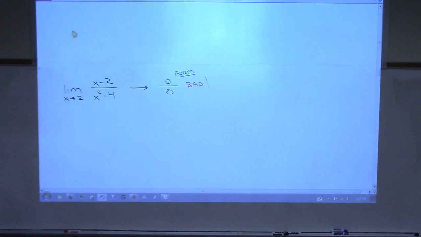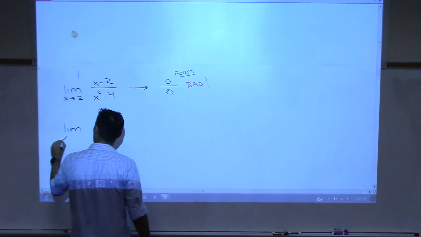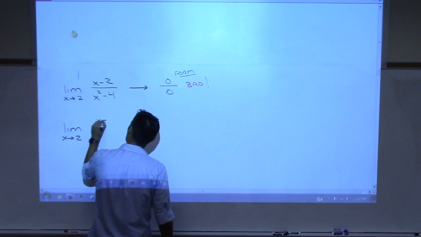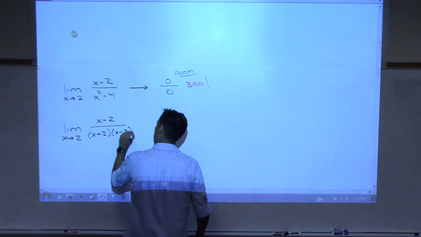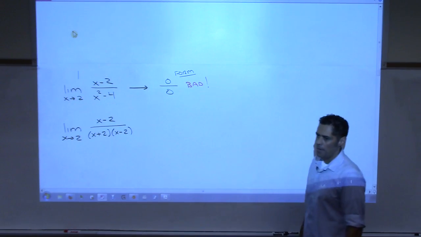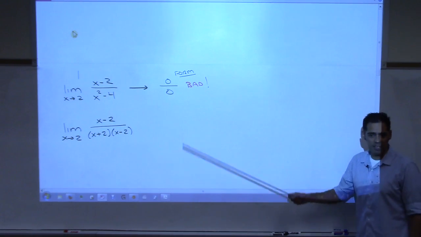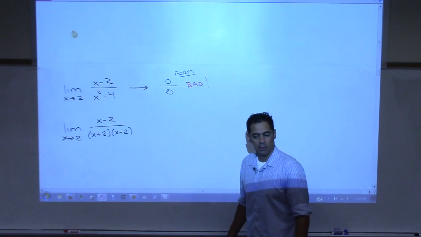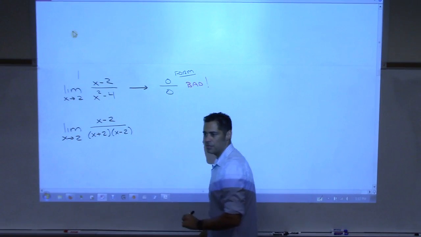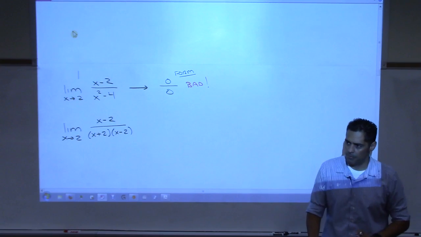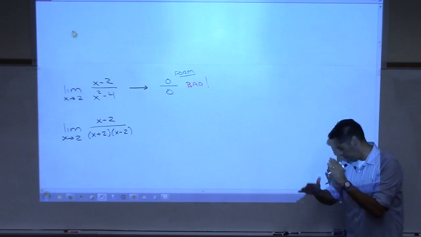You can factor the denominator because it's a difference of squares. So let's just rewrite the limit right now. I'm going to write it factored like this. And then, do you see it? You see the x minus 2 and x minus 2 will cancel, right? And when I do that, things are going to become very nice. It'll be 1 over x plus 2, right? But time out for a second. Time out.